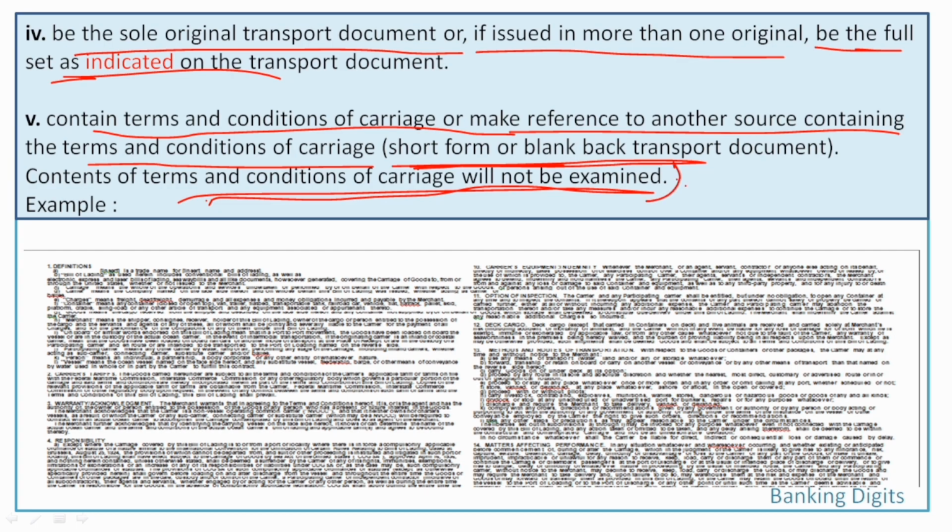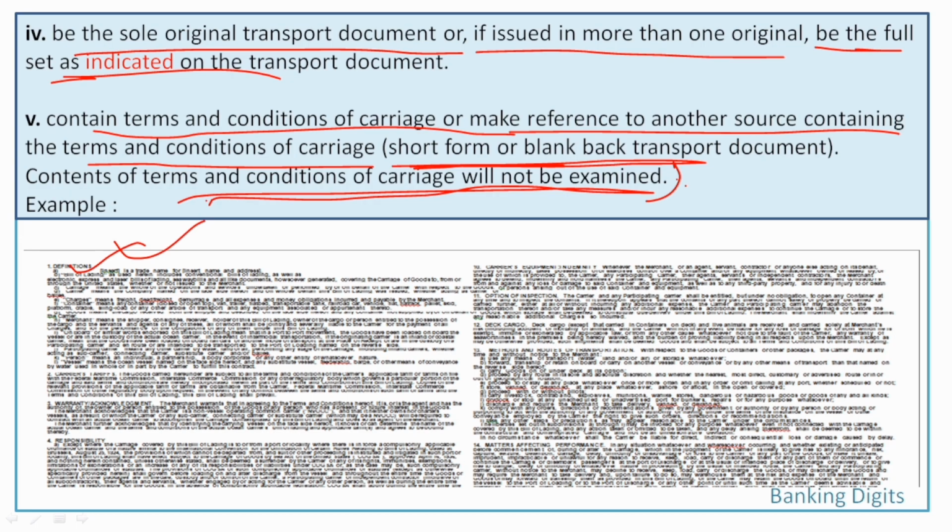This clause states that terms and conditions of carriage must be available in the multimodal BL. However, it will not be examined. Terms and conditions can be pre-printed on the backside of the BL, or there can be any other source given on the backside, like any website or any link to check terms and conditions. So here, what will we check?